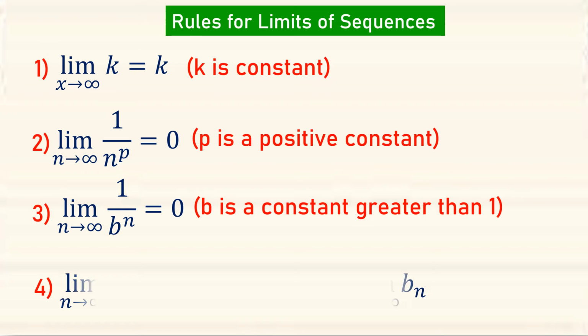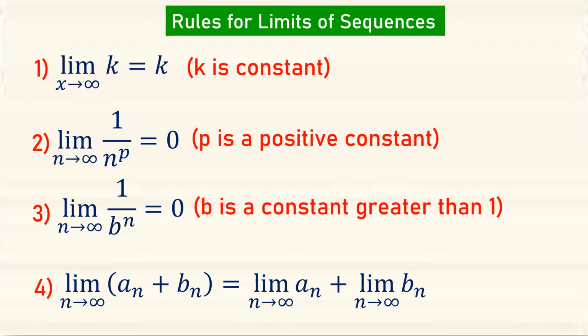And then for the fourth one, we have the limit of a sub n plus b sub n as n approaches infinity is equal to the sum of the limit of a sub n as n approaches infinity as well as the limit of b sub n as n approaches infinity.